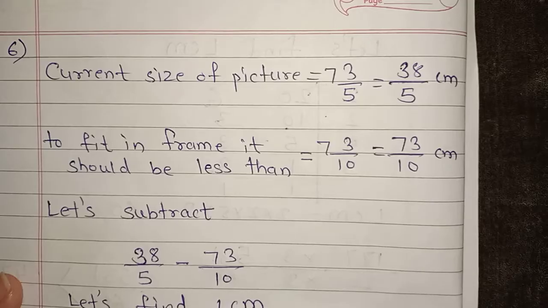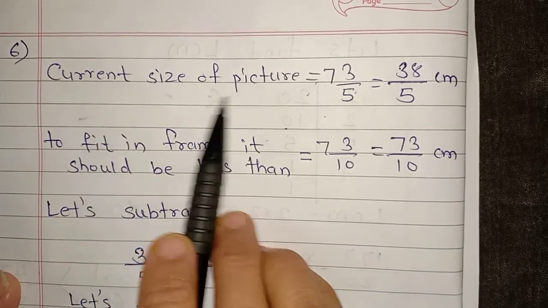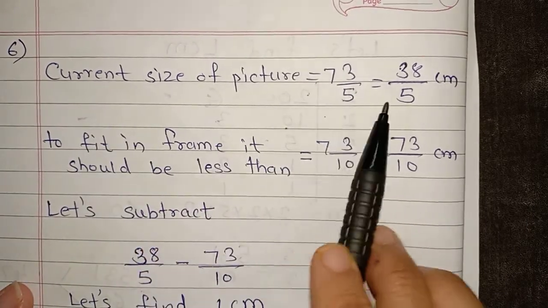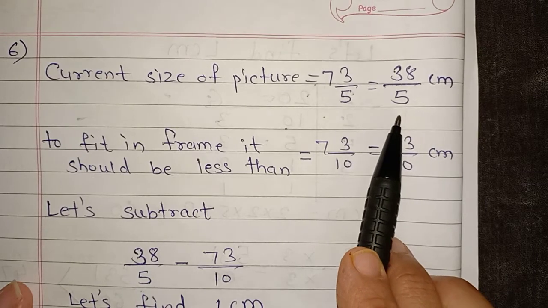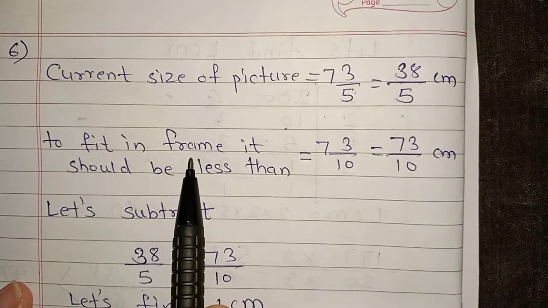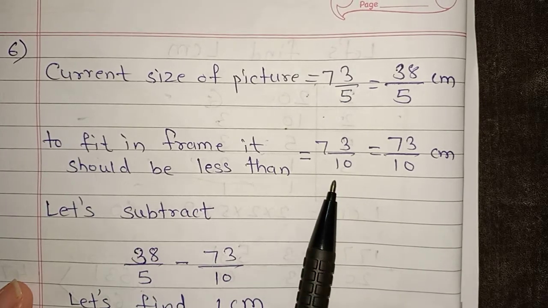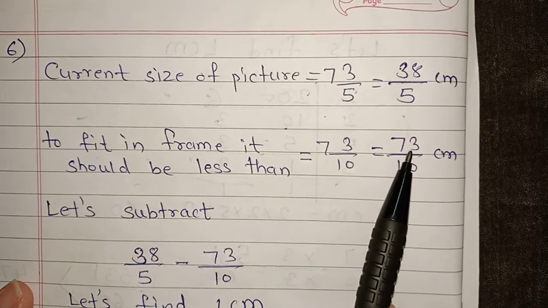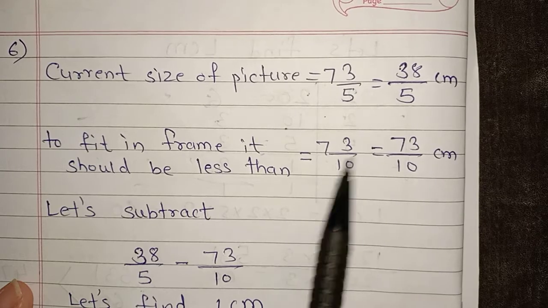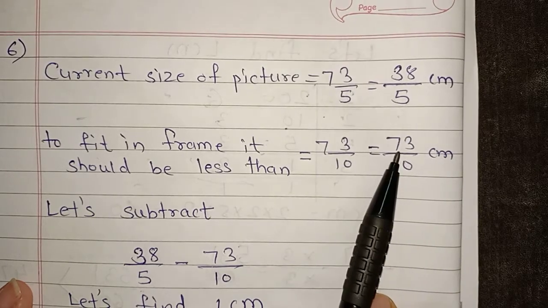Let's solve this. Now the current size of the picture is 7 1/5, that is equal to 36/5 centimeter. To fit in the frame, it should be less than 7 3/10. That is the condition they have given. That is 73/10. I have converted the mixed fraction into an improper fraction.